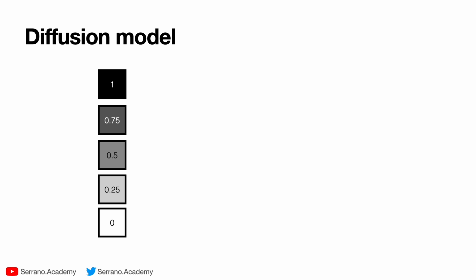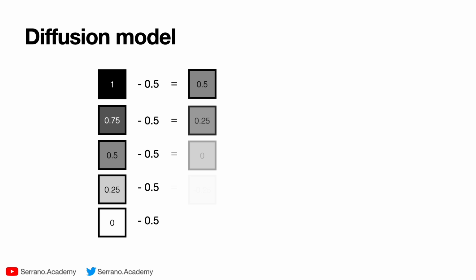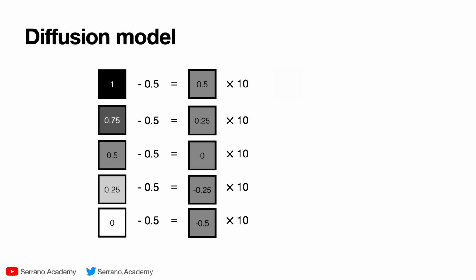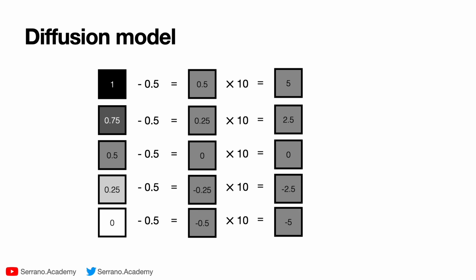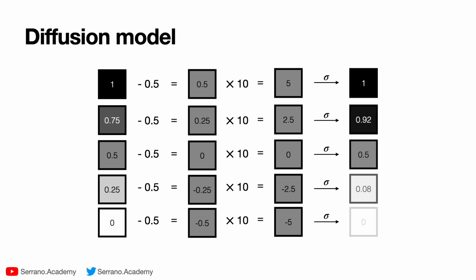So I'm going to do some math with all these numbers. First, I'm going to center them because they're in the interval 0, 1. I'm going to put them into the interval minus 0.5, 0.5, which means I'm going to subtract 0.5. When I subtract 0.5, now I get the numbers 0.5, 0.25, 0, minus 0.25, and minus 0.5. In other words, I centered them. Now I'm going to stretch this interval, so I'm going to multiply by 10. When I multiply by 10, now I get numbers between 5 and minus 5. So I get 5, 2.5, 0, minus 2.5, and minus 5. And now I'm going to apply sigmoid. So for high values, sigmoid goes close to 1. And for low values, negative values, sigmoid goes close to 0. So now I have numbers that are 1, 0.92, 0.5, 0.08, and 0.